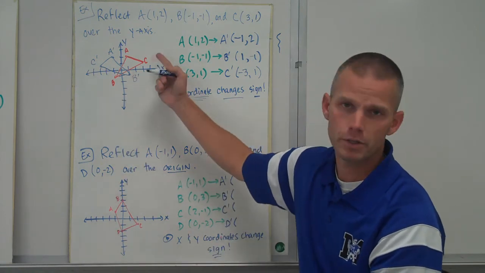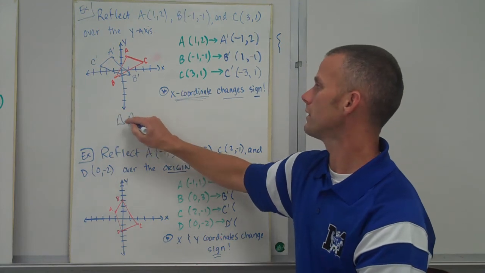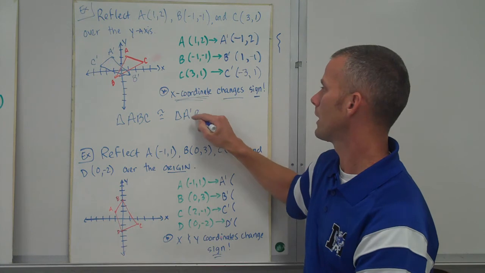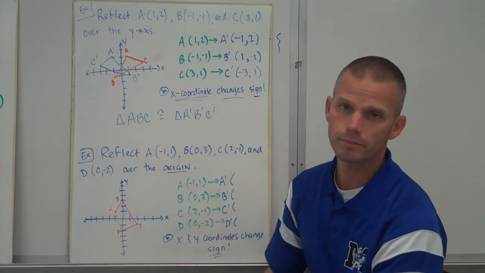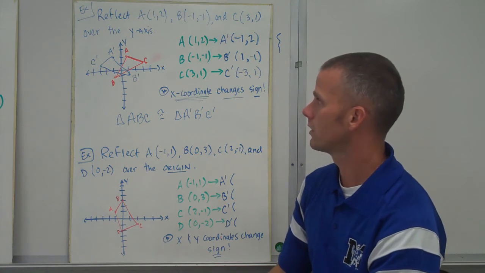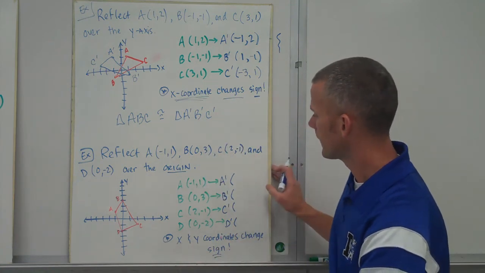Notice the shape is pretty much the exact same thing. I know that triangle ABC is congruent to triangle A prime, B prime, C prime. Same size, same shape. Angles haven't changed, sides haven't changed. We've just moved where the points are located. All right.